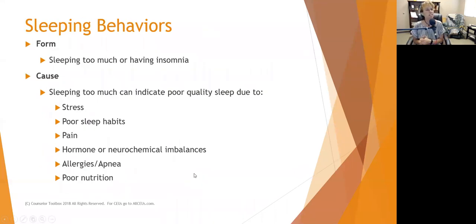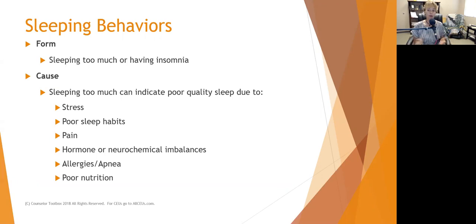Sleeping behaviors are another thing that gets out of whack in a lot of different disorders. So what's going on here? Sleeping too much can indicate poor quality sleep due to stress. When we're stressed, we dream more, we toss and turn more, it's harder to get to sleep, we may wake up more. Poor sleeping habits, such as not going to sleep at the same time, sleeping with the television on, letting the dog sleep in your bed or the cat.